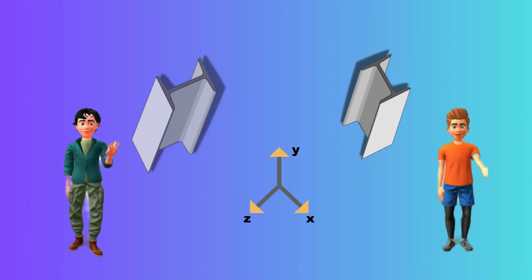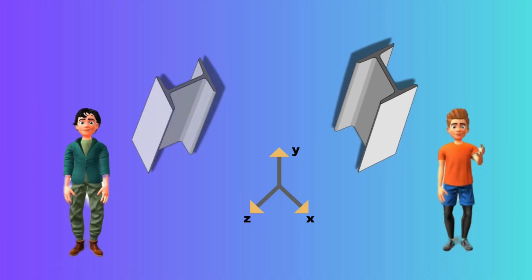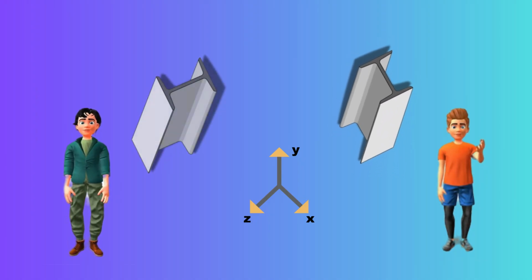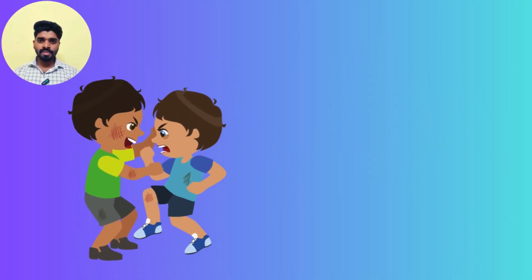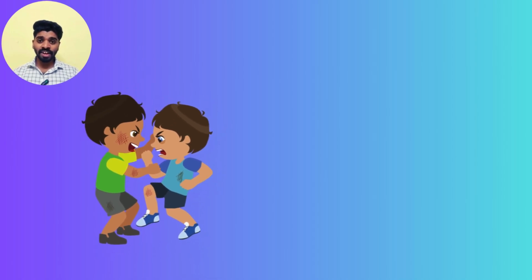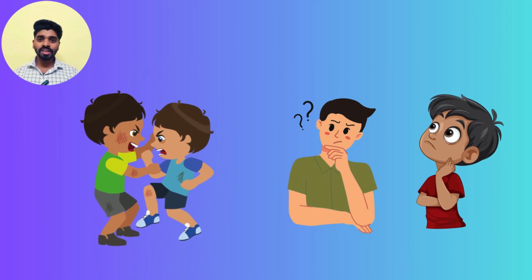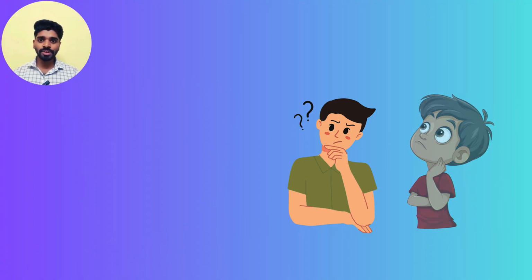"No, it is correct only. The depth of the I section should come in X-axis only." "No, Gullu, it should be in Z-axis." "No, Ramu, it should be in X." After some time they started fighting and then they thought, let's search this concept on YouTube.